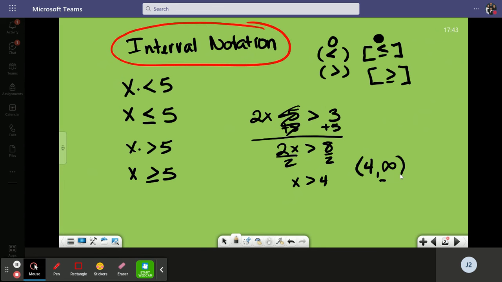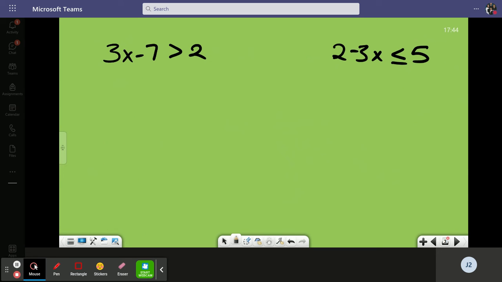Now in your textbook, you have a chart that shows you all of your different ways of graphing, what that's going to look like. Let's solve 3x minus 7 is greater than 2.